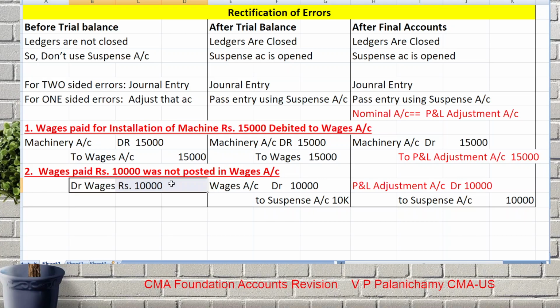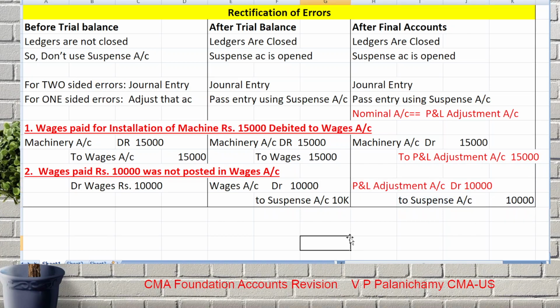Suppose they ask for the rectification entry before trial balance. Option 1, wages account debit 10,000. Option 2, wages to suspense. Option 3, P&L adjustment account debtor to suspense account. Which option will you choose before trial balance? First option. After trial balance, wages to suspense. If it is after final accounts, P&L adjustment account debtor to which account?